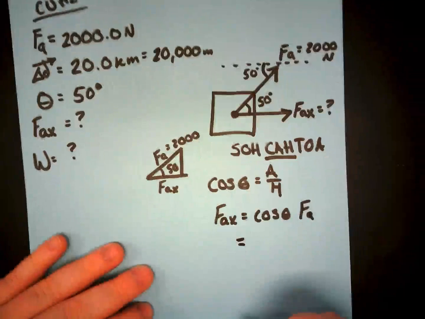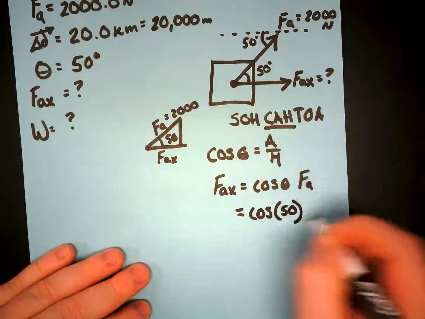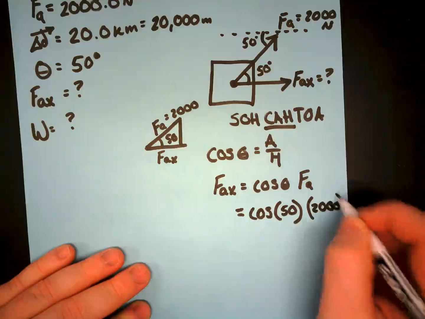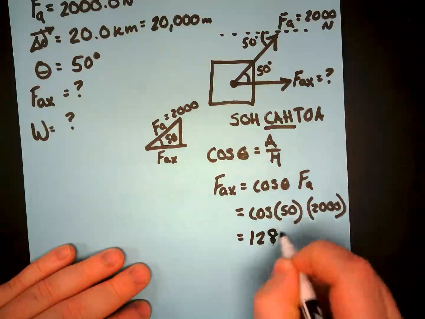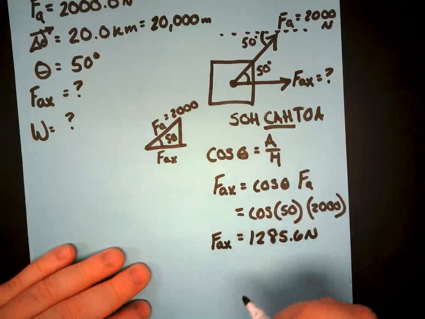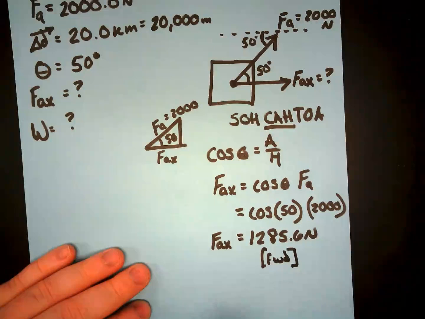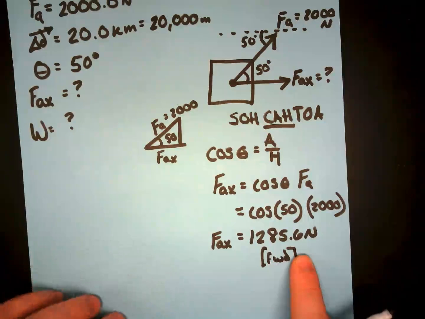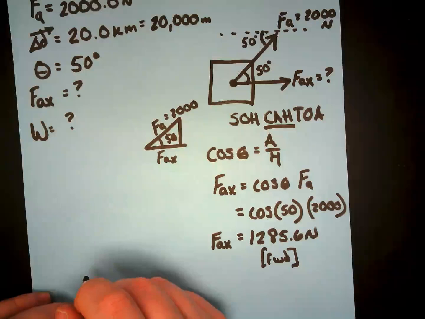Okay, shift that up a little bit. So then it'll turn into cosine of 50 multiplied by 2,000. And we will get 1,285.6 newtons. And we'll say it's that, like, forward. Okay, so we've got our horizontal applied force, and that's what we're going to use. We're going to multiply that against the distance traveled to find our work done.